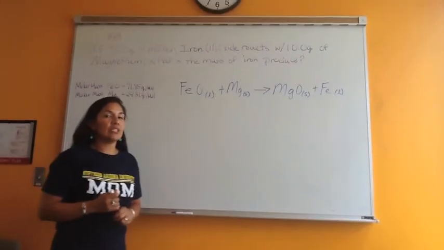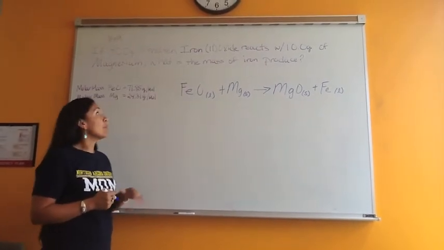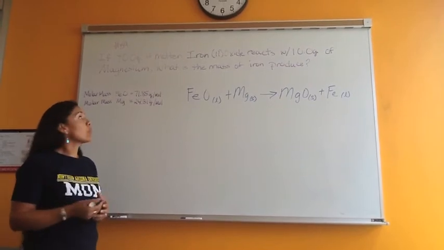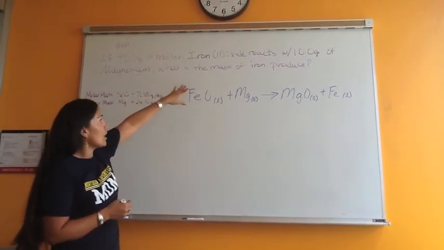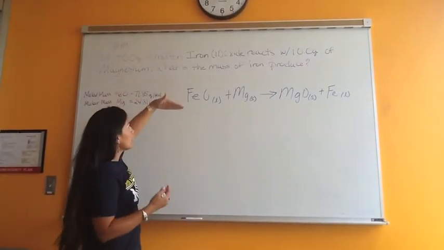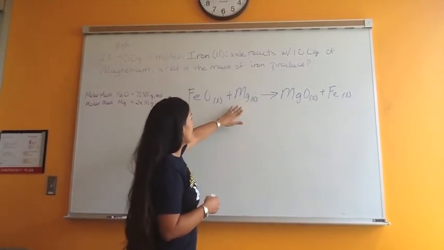Hello, I'm Dawn Manuelito and I'm doing a problem for Chem 130, and my problem is number 59. With this problem, we're going to see if 40 grams of molten iron(II) oxide reacts with 10 grams of magnesium, what is going to be the mass of the iron that's produced out of this formula here?